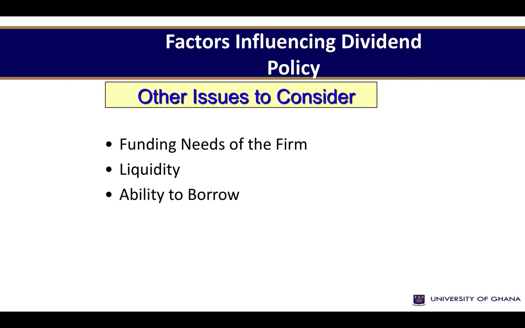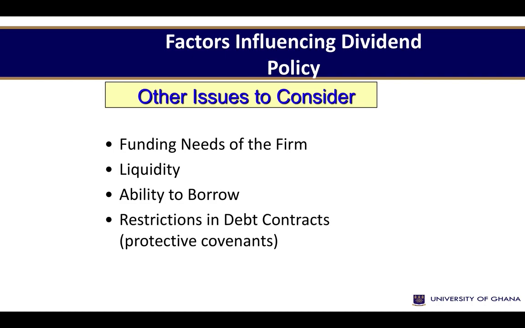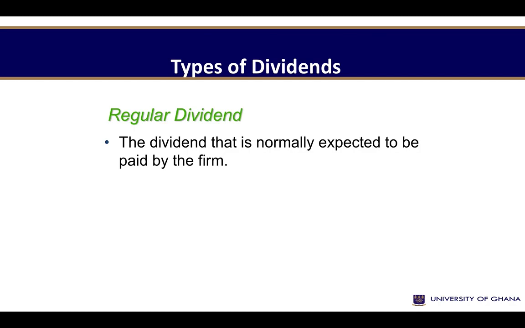Whether it has the ability to borrow would also determine whether or not it will pay dividends. And whether there are restrictions in its debt contracts, like protective covenants, in the sense that when firms borrow, certain covenants may be put in the debt contract that prohibit the payment of dividends until the debt is settled, and then other issues like control implications.